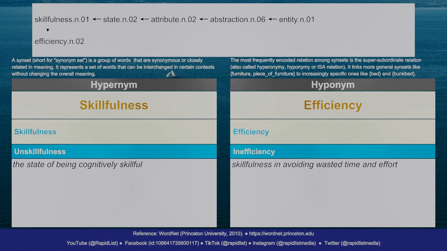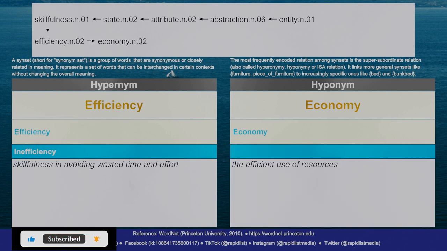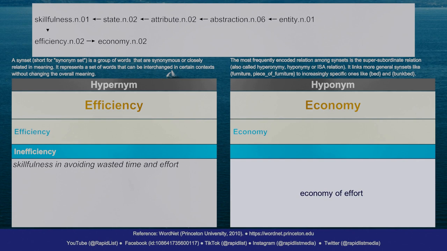Efficiency. Skillfulness in avoiding wasted time and effort. She did the work with great efficiency. Economy. The efficient use of resources. Economy of effort.